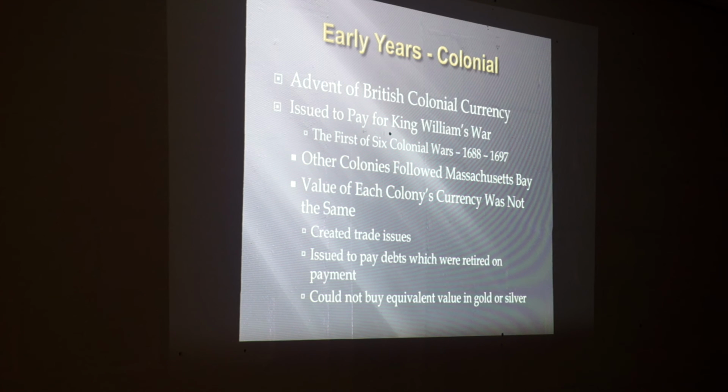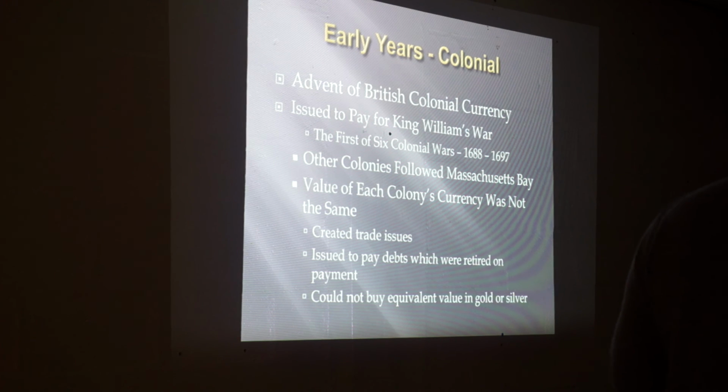Okay, the advent of the British colonial currency was issued to pay for King William's War, the first of 6 colonial wars from 1688 to 1697. Other colonies followed Massachusetts Bay. Value of each colony's currency was not the same. So they all started printing their own currency for each of the various colonies, but it created trade issues.